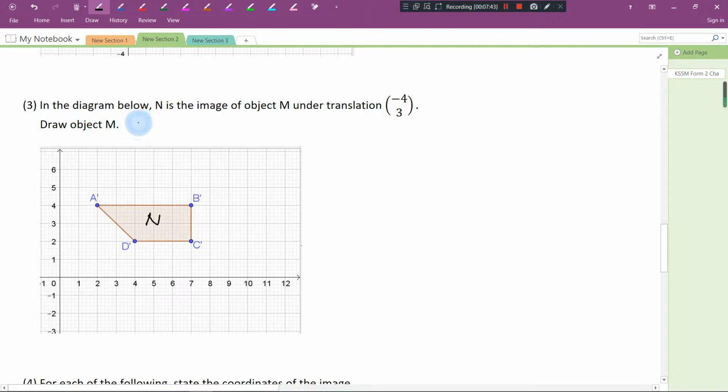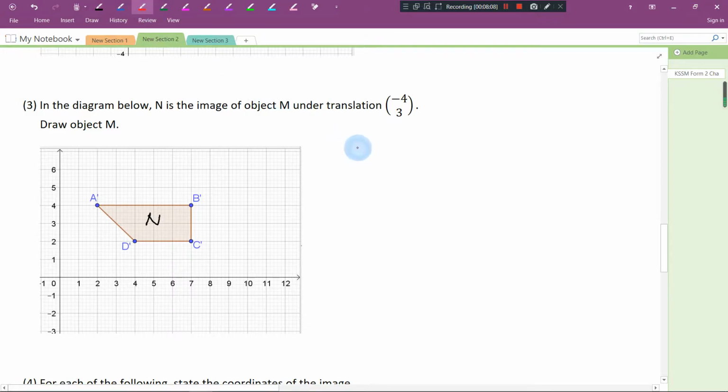So this one you have to be careful. Normally the question will ask us to draw the image. When you see this one, you know 4 steps go to the left and 3 steps go upwards, right? But now the question gives you the image, but you have to draw the object. So we need to go another way. We need to go the opposite way.